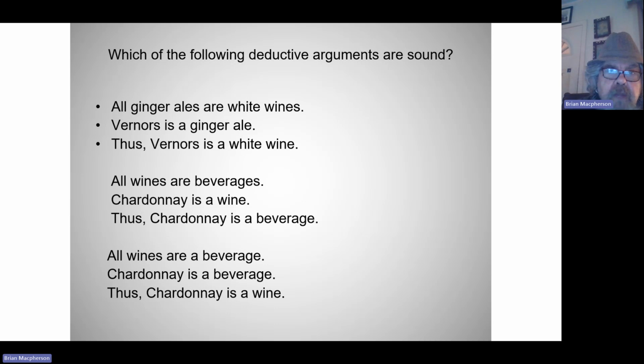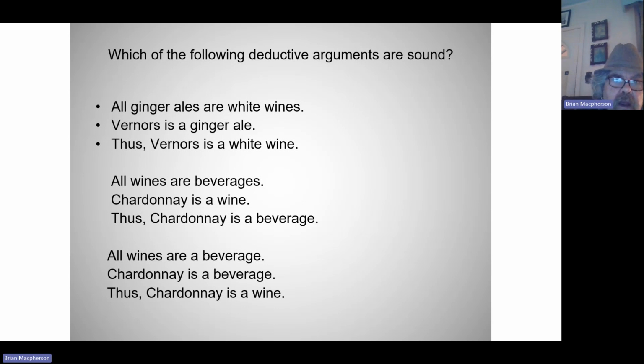This is a really good set of examples that will help us to get a better grasp of the concept of deductive soundness and the concept of inductive cogency. Okay, so what I have for you here are three deductive arguments. The first one is: all ginger ales are white wines. Vernors is a ginger ale, thus Vernors is a white wine.